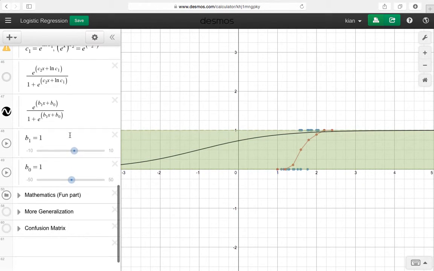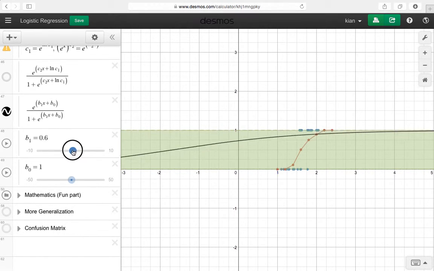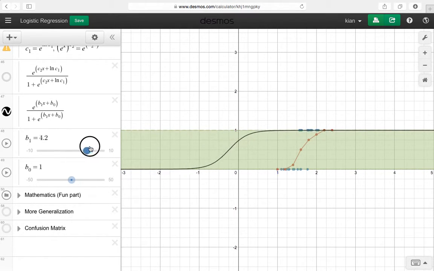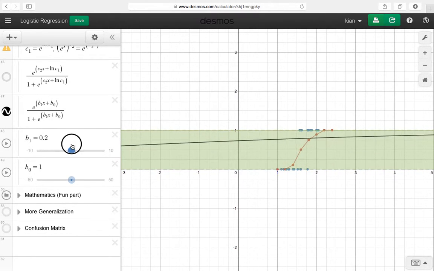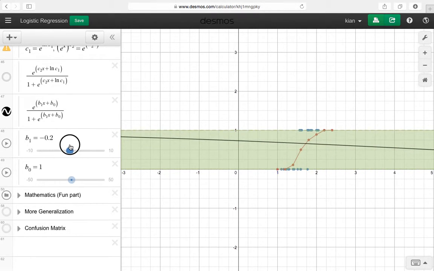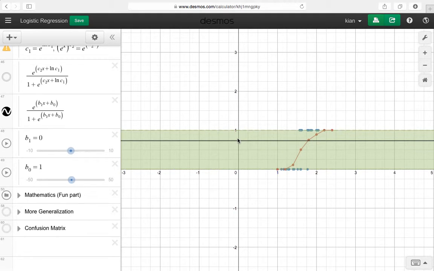Now, let's play with these numbers B0 and B1. What happens if I change this B1? If I increase B1, I'm increasing my slope. If I decrease it and use some negative numbers, I've reversed my S-shaped curve. It goes down, it's decreasing, so this is nice. And what happens if it equals 0? My line becomes a flat line with no slope.